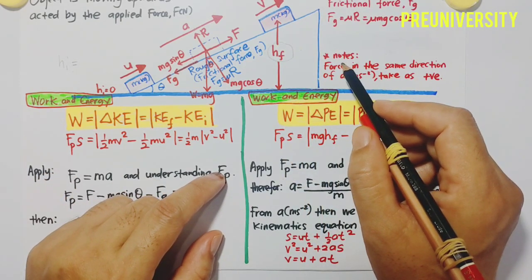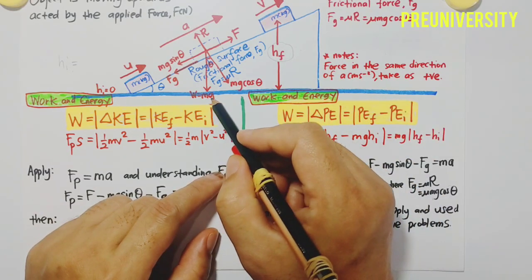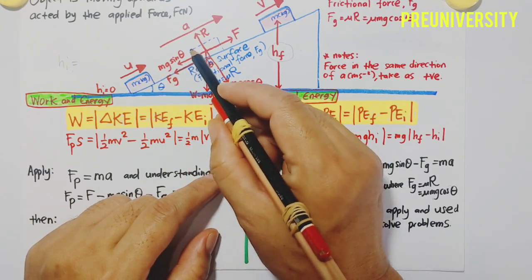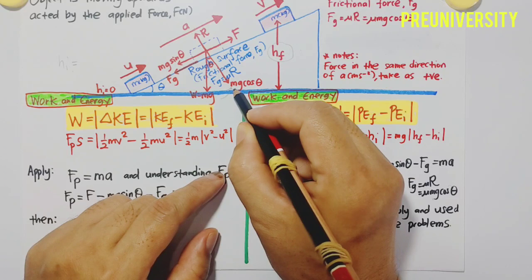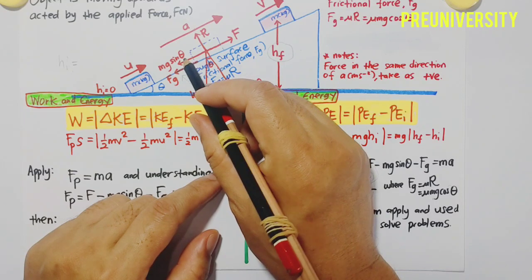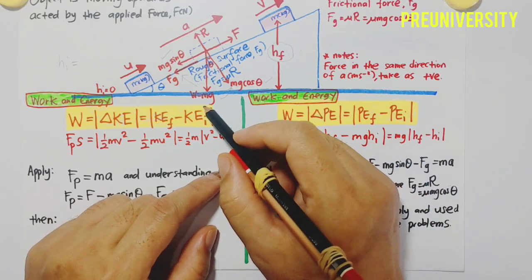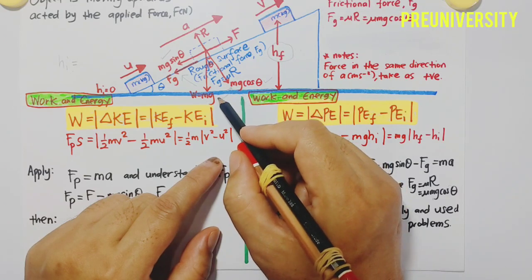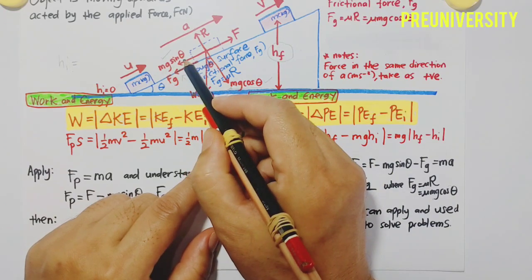Okay, before we continue, I just want to remind you about the weight of the object. Let's say the object is here. We have the weight downwards, and then we can resolve it into mg cos theta here and mg sin theta here. So we are resolving the weight of the object into mg cos theta and mg sin theta.